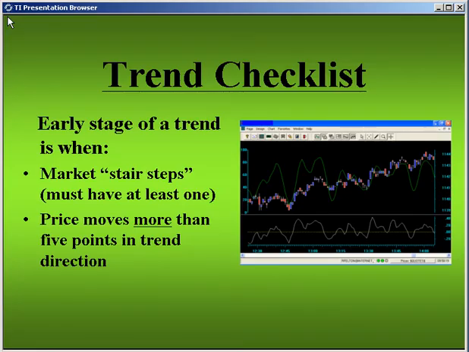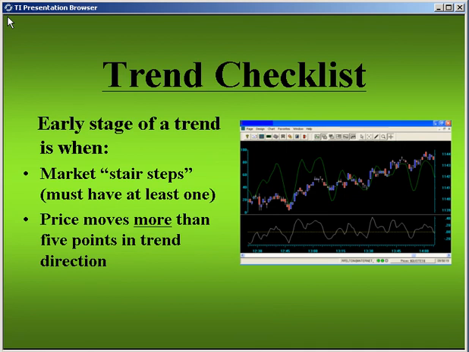Now let's go over a simple checklist for trends. To identify the early stage of a trend, we look for the market to make at least one stair step. 2 or more stair steps are better, and they must be confirmed by the DS. Stair steps act as a glue, if you will, that hold trends together. The other thing to check on our list is for price to move more than 5 points.